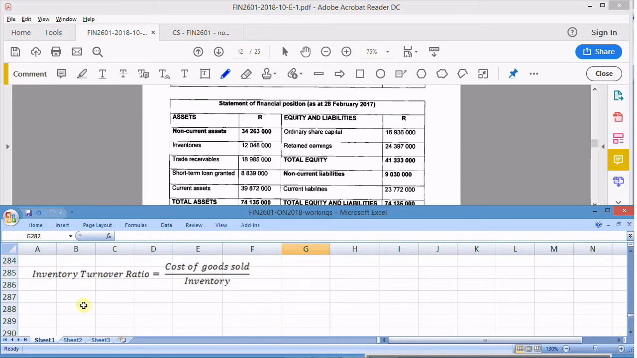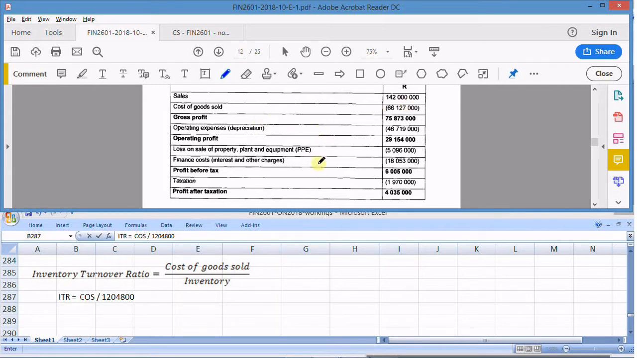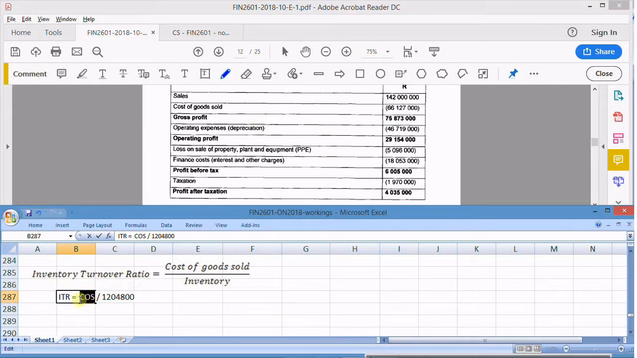Inventory turnover ratio. ITR equals cost of goods sold, we'll find that just now, divided by the inventory. Let's write it down: 12048000. Let's get the cost of sales. There's the cost of sales: 66 67 000. Okay, copy. ITR equals.